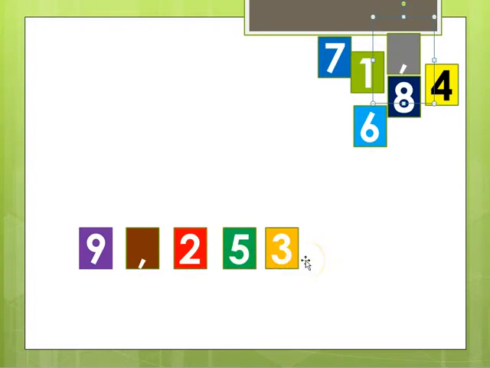9,253. What I like to do is, after the number is displayed, I call on a student in my audience. So I would say, John, who is holding the digit in the hundreds place? John would say, Bobby. I would then ask John, well, what is the value of Bobby's digit? John would say 200.